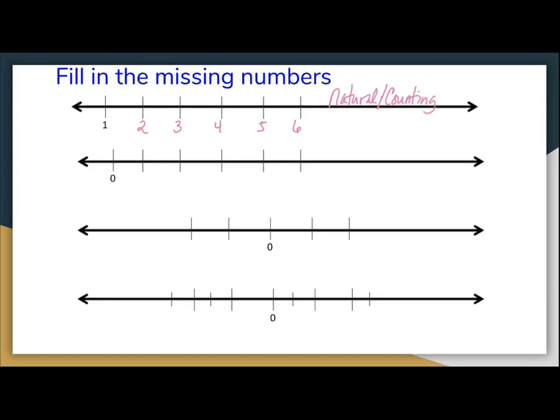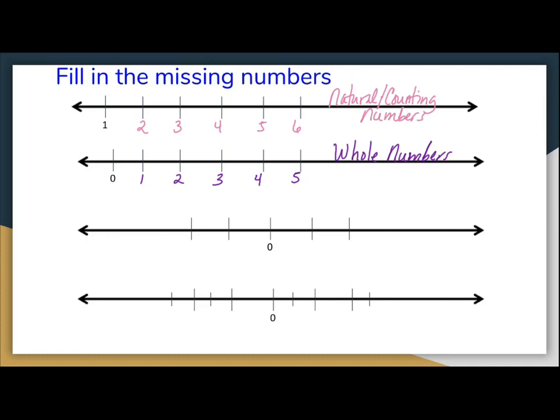For our second number line, this time we started at 0. So we could then count by ones and fill in the rest of this number line. And of course it would continue on and on. We call these whole numbers. The only difference between natural and counting numbers is that whole numbers include 0.